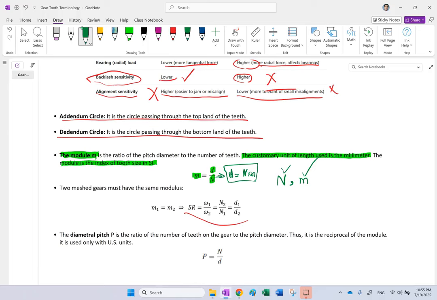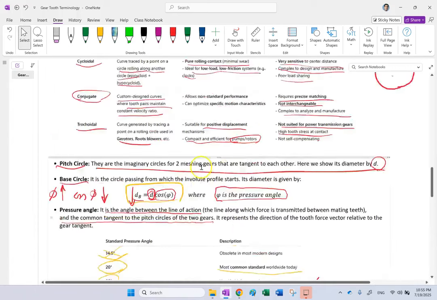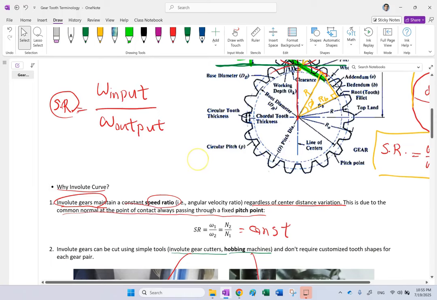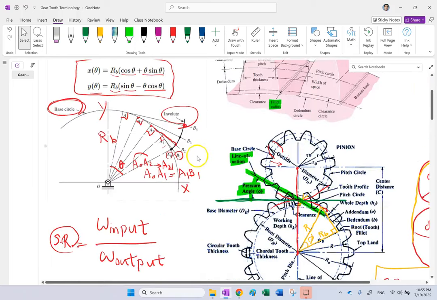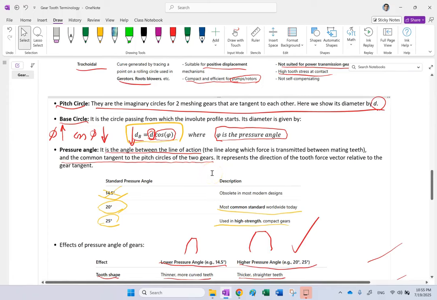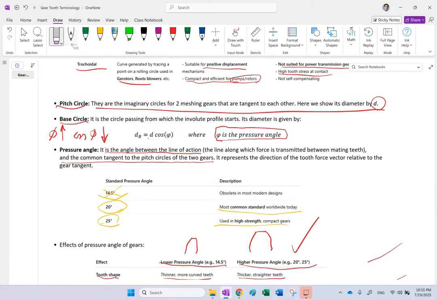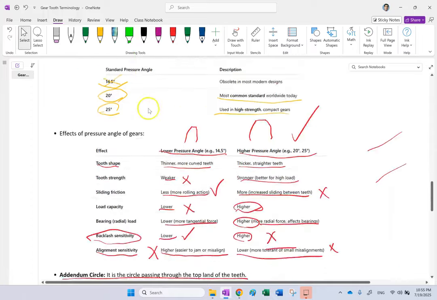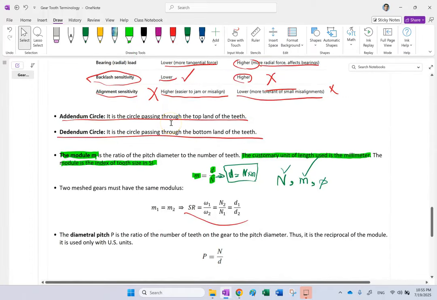The third important parameter is the pressure angle, phi, from which you can determine the diameter of the base circle from the formula that I just showed you. Let me see where I left it. There we go, here. Okay, so three important parameters so far: N, M, and phi.